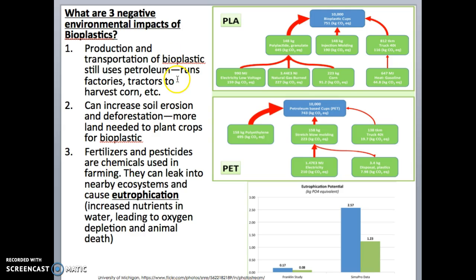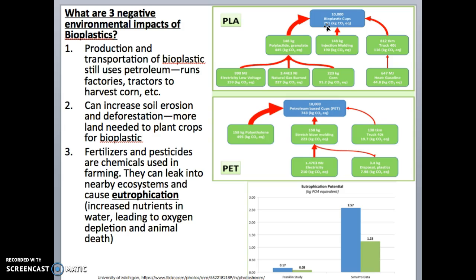So first, the production and transportation of bioplastics still uses petroleum. So the companies still use petroleum to run their factories or tractors and to even harvest the corn. This is a graph or a graphic from the same research study done at the University of Michigan. And as you can see, it actually compares the amount of carbon dioxide released to produce PET versus bioplastic.